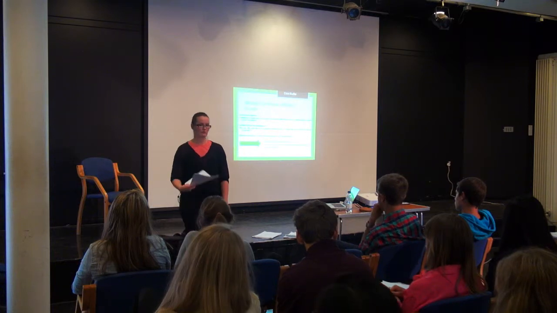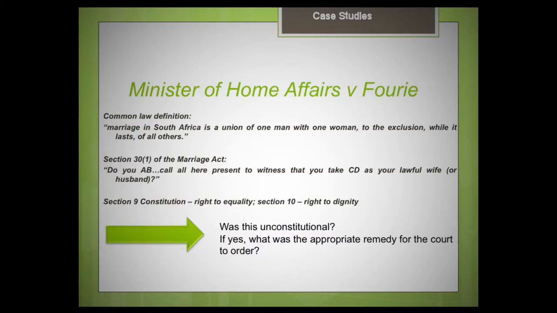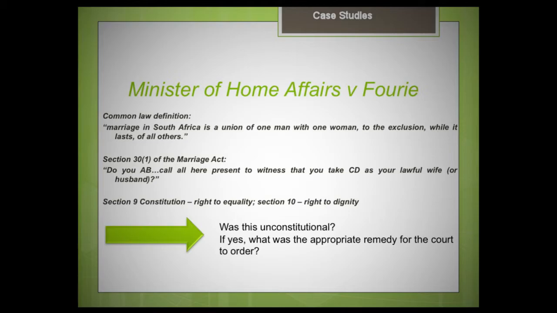So 2 women wanted to get married and they weren't allowed to. Well, why weren't they allowed to? There were 2 reasons. One, common law. We talked about that before with precedent and with case law. Previously, the case law had developed to define marriage in South Africa as a union of one man with one woman to the exclusion, while it lasts, of all others.